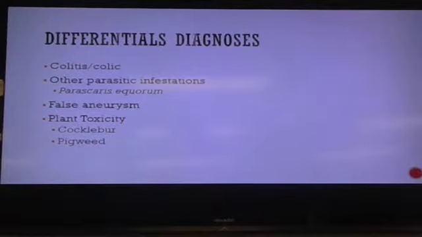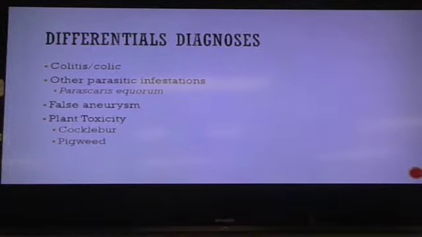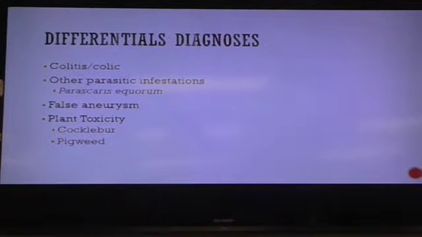Okay, so differential diagnosis. Like we already said with the clinical signs, most of those aren't really specific. So for differential diagnosis, you get anything that causes colitis or colic. You can also see other parasitic infestations such as Parascaris equorum. That's mostly found in foals, and that's also what's different from Strongylus vulgaris, but it's going to be a roundworm, found mostly in the GI system.